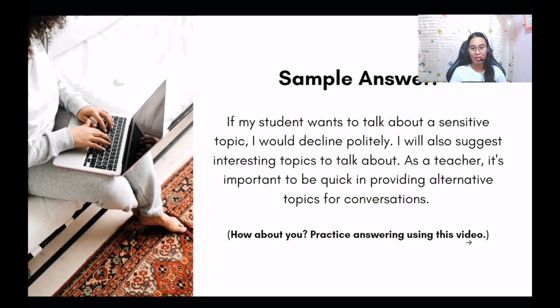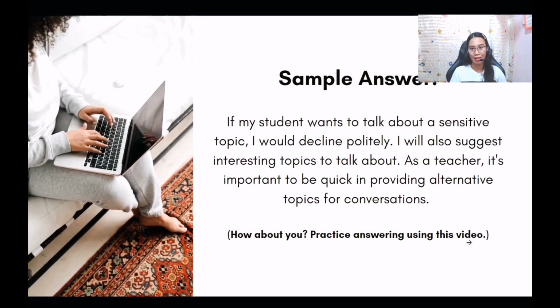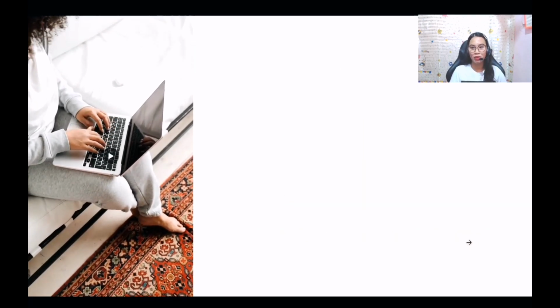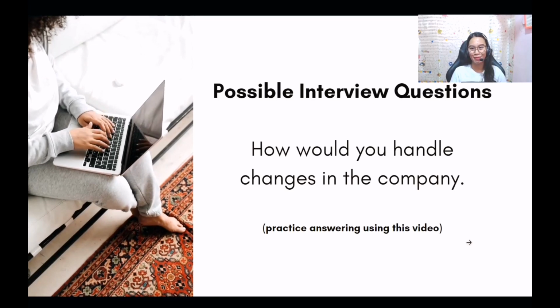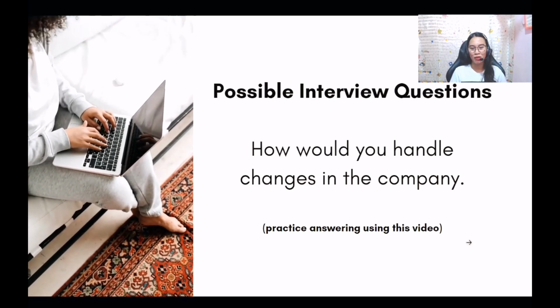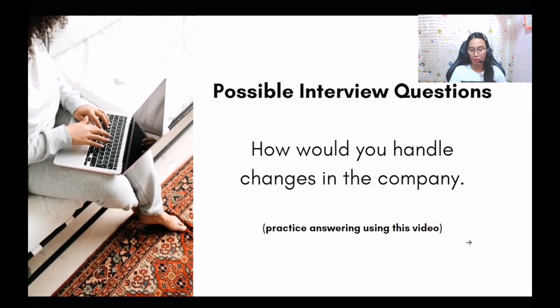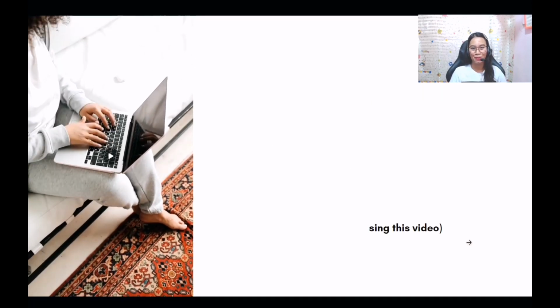And this is real. I encountered this one many times. So you need to be resourceful and be prepared all the time. And the last question, how would you handle changes in the company? And this is my answer.